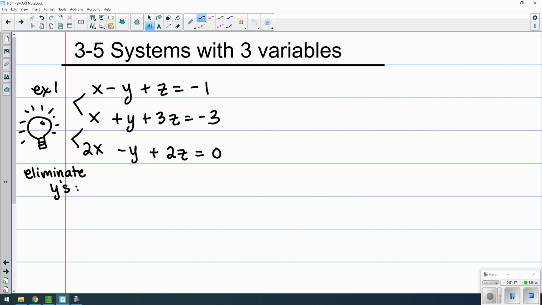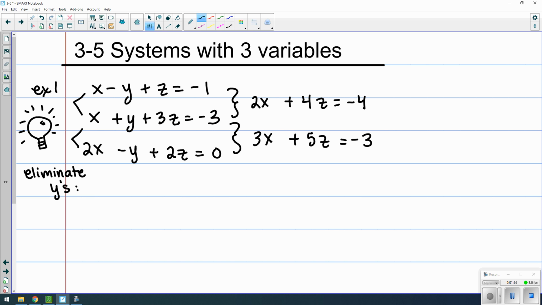So check this out. If I add these two equations together, I get 2x plus 4z is equal to -4. Can you imagine just adding the x's, the y's, and the z's? The y's cancel out. Now add the second and the third equations together. You'll get 3x plus 5z is equal to -3.